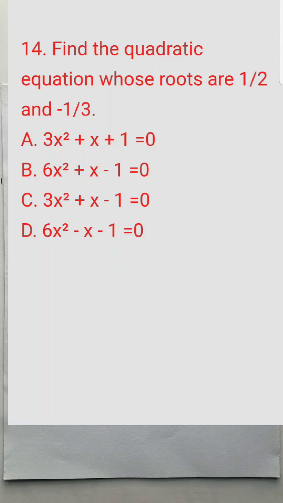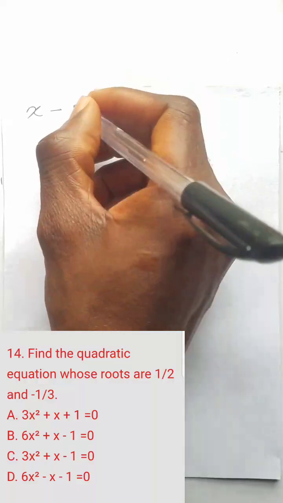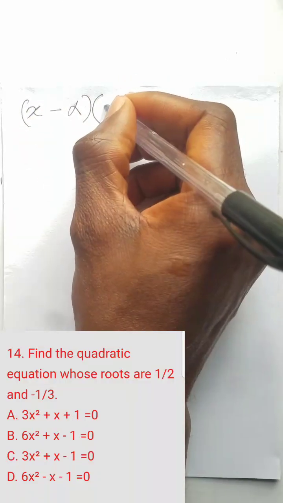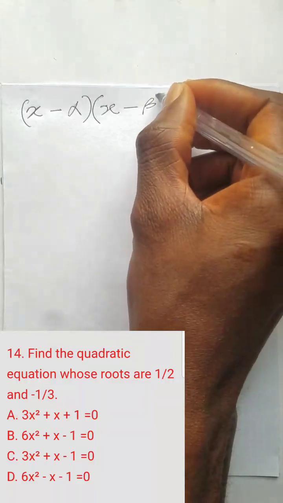Question 14. Find the quadratic equation whose roots are 1 over 2 and minus 1 over 3. How do you solve that kind of question? Now, the very simplest thing to do is x minus the first root multiplied by x minus the second root.